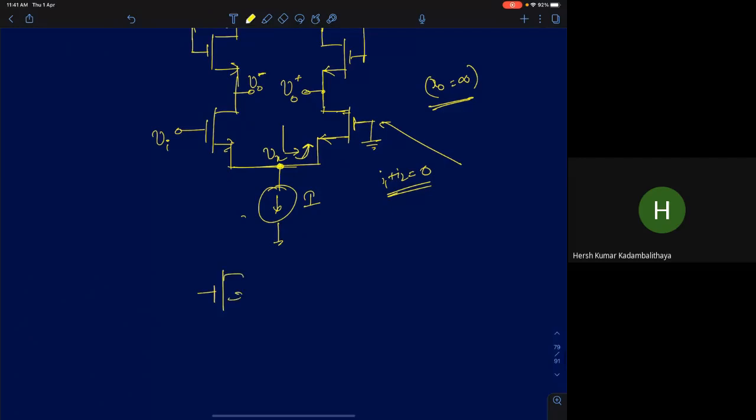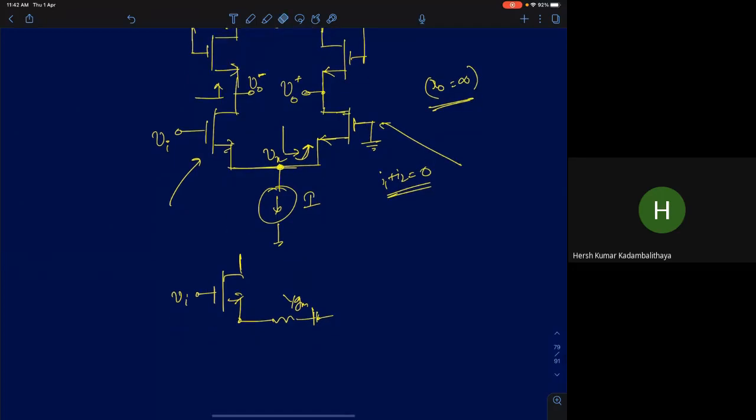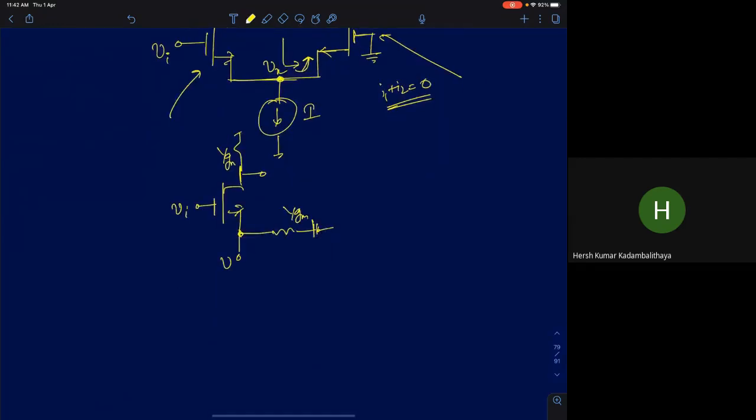So I'll draw the circuit here, small signal wise. This current source is open. I have a resistance of value 1 by gm looking into this node. Similarly, the drain resistance of this transistor looking up is 1 by gm again, because that's an NMOS. So now, can you tell me what will be the source node voltage? Assume R0 is infinity here, so this is Vx.